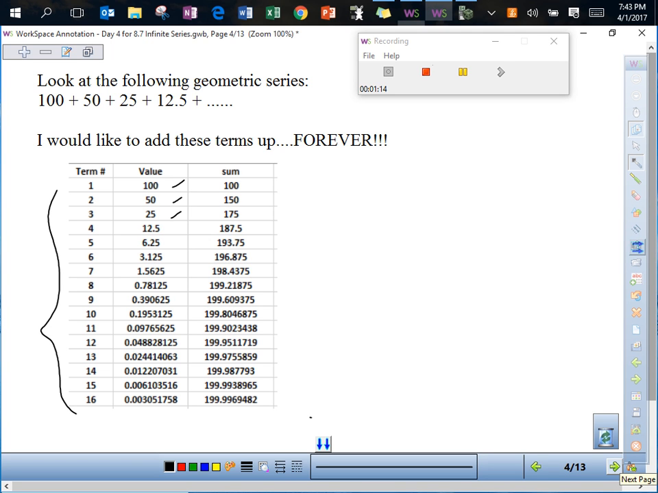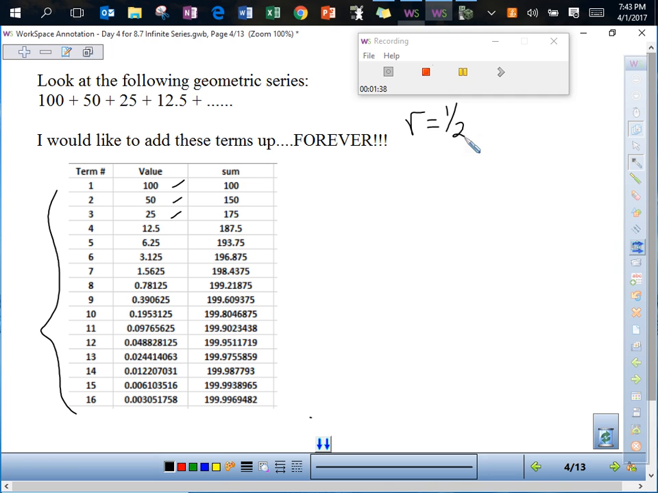This is not on your worksheet, but hang with me for a second and let me talk you through this. Here's what you're seeing in front of you. I've come up with a geometric series that goes 100 plus 50 plus 25 plus 12.5. Notice that every time I'm taking half of the previous term. So R is going to be 1/2. Guys, here's what I'd like to do with this. I would like to add this series up, not for the first 5 terms, not for the first 10 terms, but forever. Sounds kind of scary. Sounds like we'll be here for a long, long time. That's really not the case.